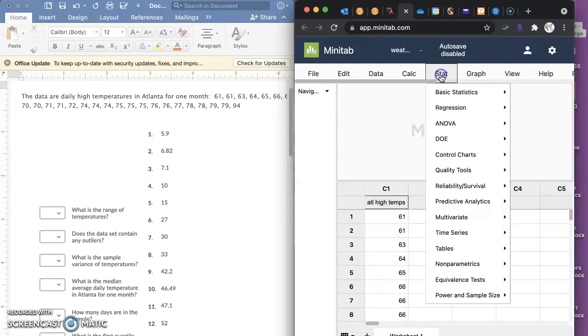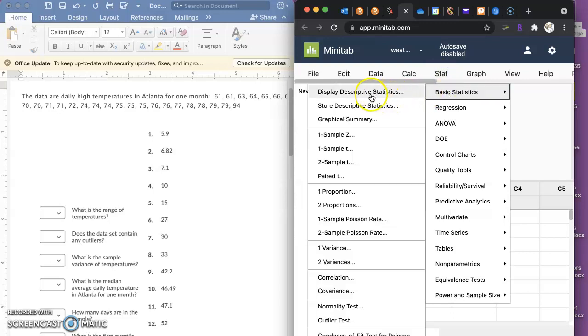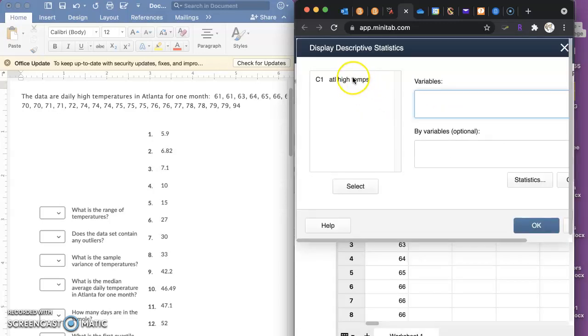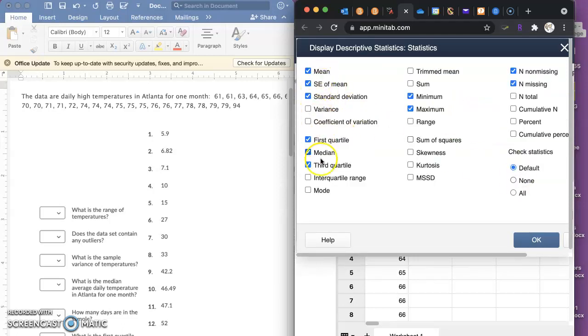So you're going to go to Stat, Basic Stats, Display Descriptive Statistics. I only have one variable column, so I can just double click on that and it will pop it in there for me. And then you need to choose Statistics and choose everything we're going to need. We don't need SE of mean, we need variance, we need interquartile range and mode. So just everything but these two in that first section, the whole second section, and just the minimum, the maximum, and the range we might need.